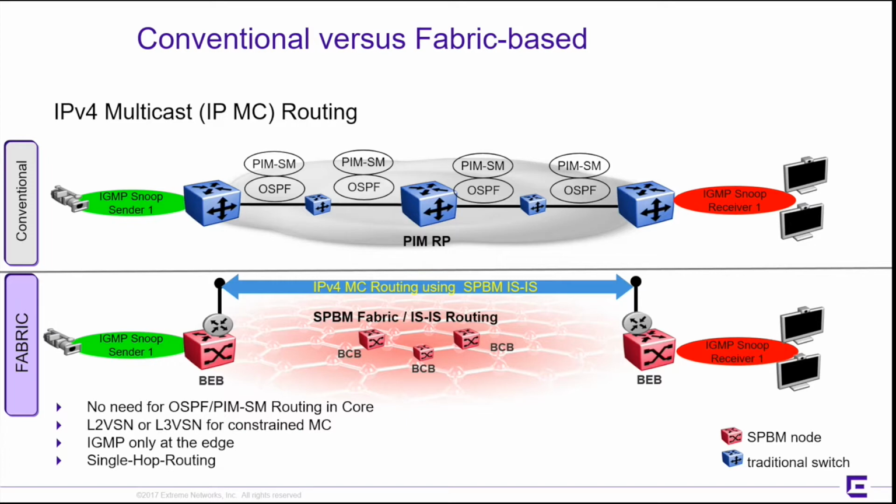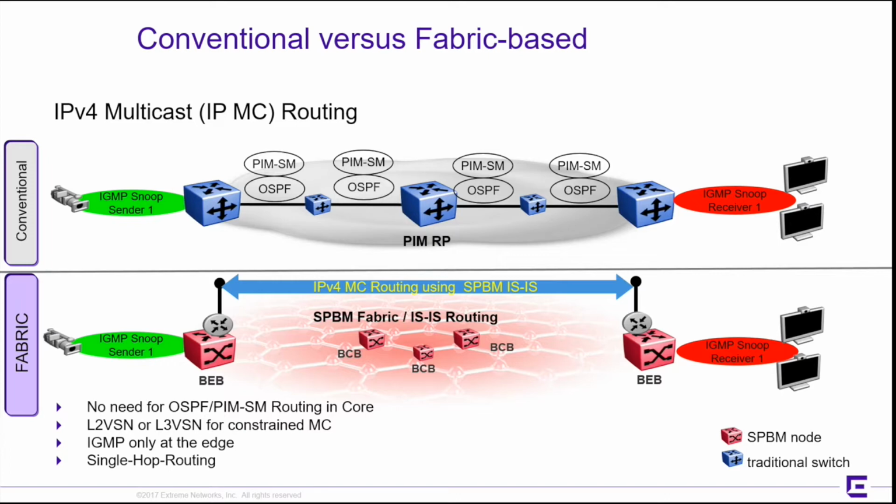And traditionally, when you were doing multicast, you would have, again, a layer 3 protocol, OSPF, might be RIP, it might be something else. Most commonly OSPF these days. And then you have to configure PIM SM on top of that, which can be very complex and easy to get wrong. With multicast routing over SPB, we no longer have any need for that.